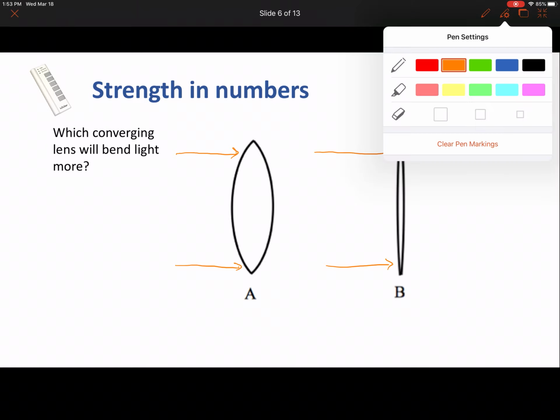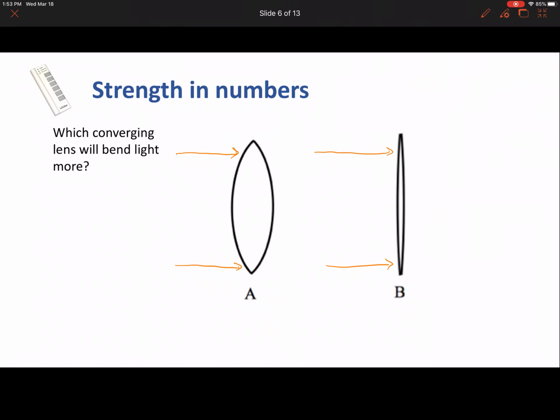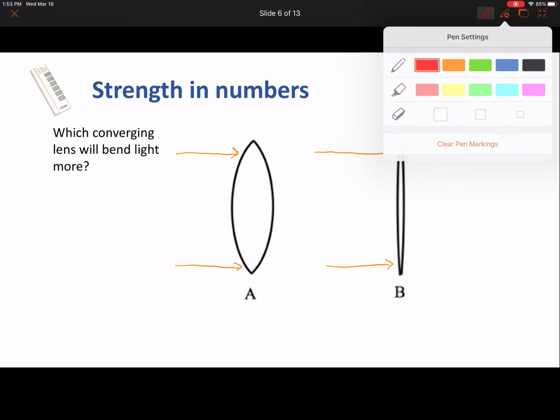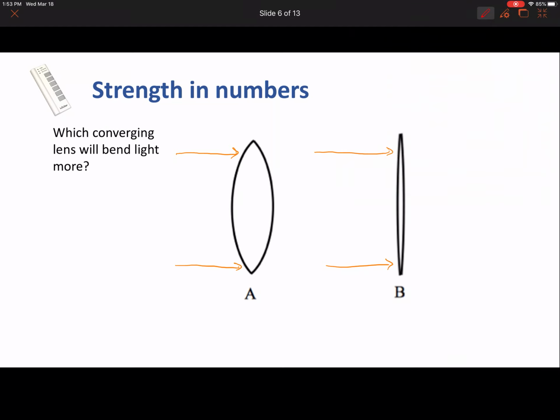Okay, so let's see what's going on. The question is, what's happening at each of these interfaces, at each of the faces of the lens? So let's look at lens A. I'm going to have a normal, so the light hits the lens. At that position, there is a normal to that surface. The normal is at an angle because the surface is curved.